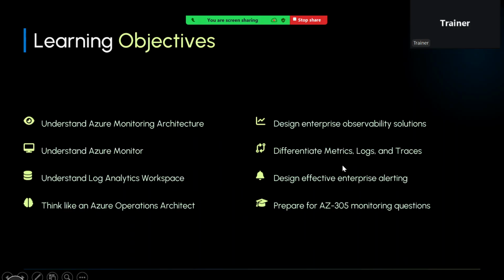So what is the learning objective? By the end of this session, you will be able to understand the Azure environment architecture, design enterprise observability solutions, understand Azure Monitor, differentiate metrics, logs, and traces, understand the Log Analytics workspace, prepare for the AZ-305 monitoring questions, and also think like an Azure architect.